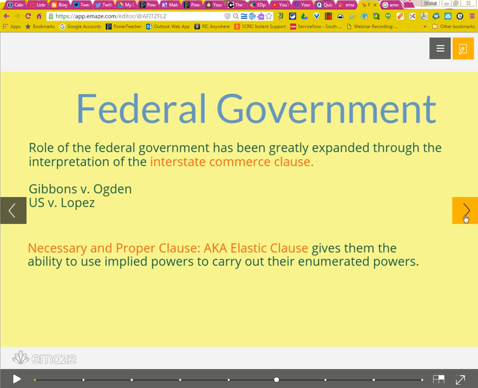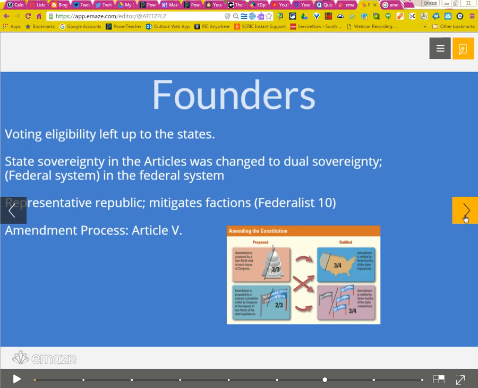The Necessary and Proper Clause, also known as the Elastic Clause, gives the federal government the ability to use their implied powers to carry out their enumerated powers. And this really makes the Constitution flexible and viable, with the ability to remain relevant.